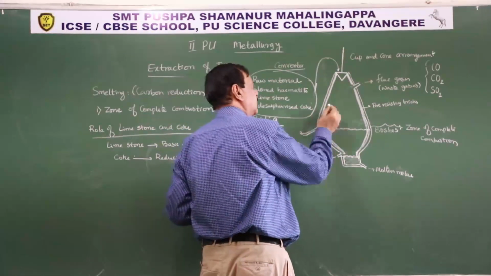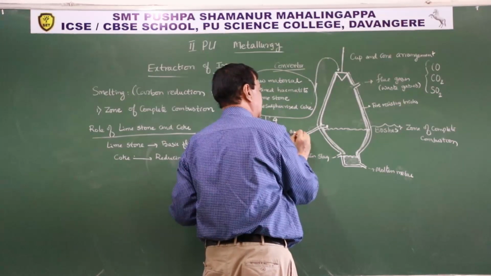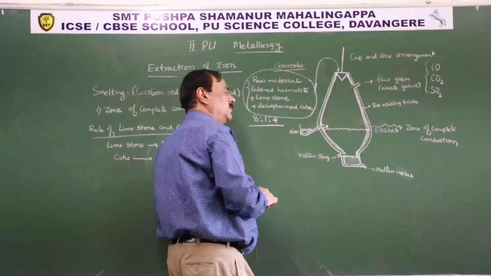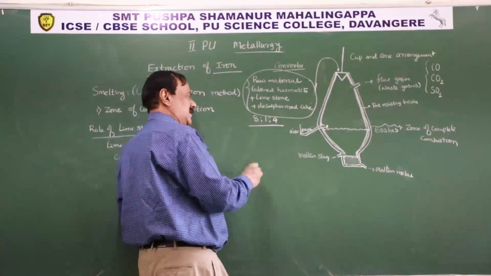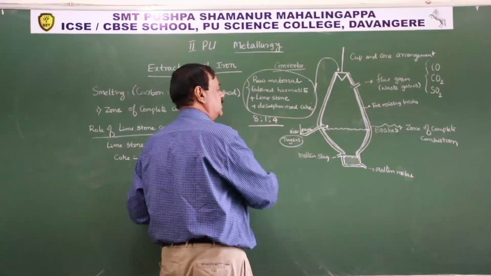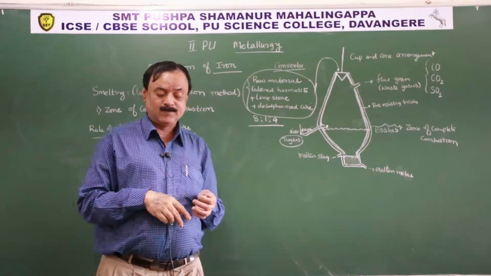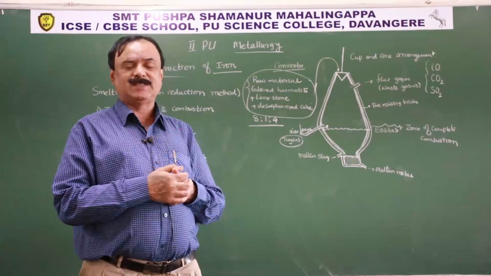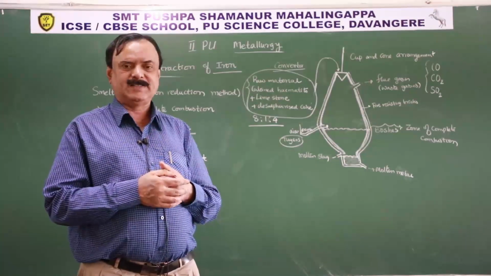At the gaseous region, we are passing air or oxygen by means of water cooled lances. These are called tuyeres, the water cooled lances near the gaseous region. What is the usage of these water cooled lances or tuyeres? In order to supply the air into the furnace.